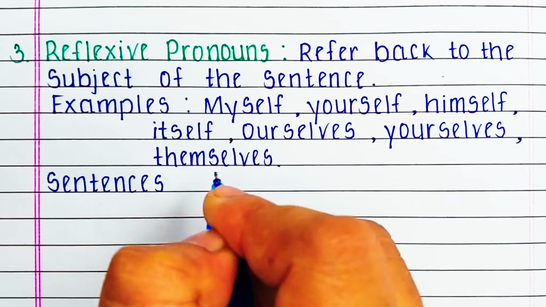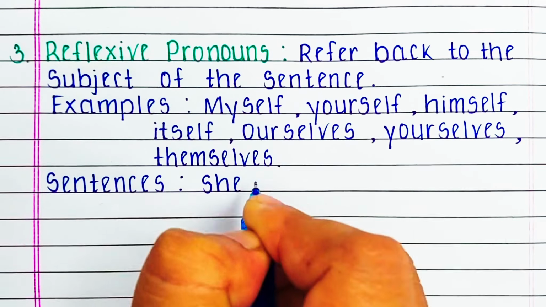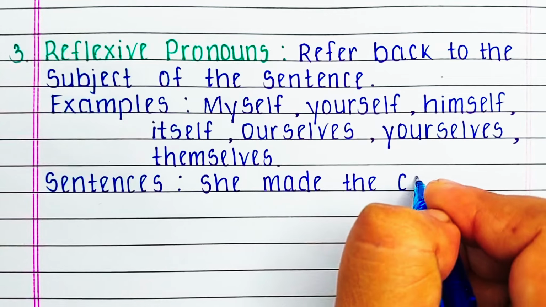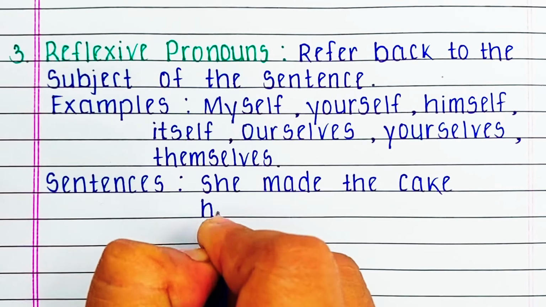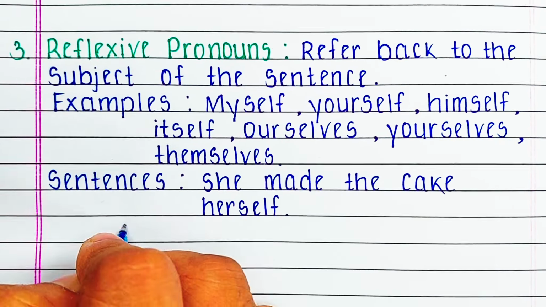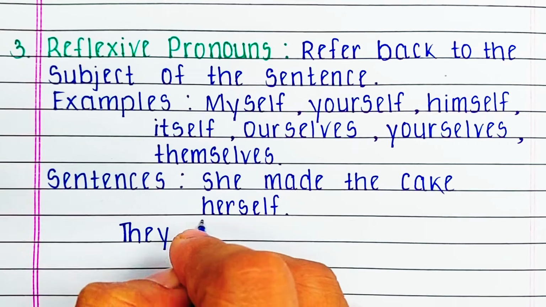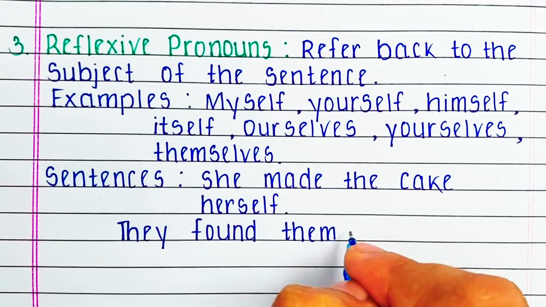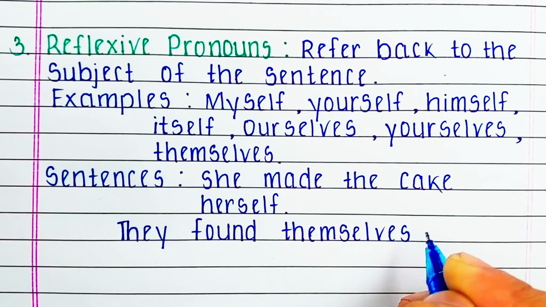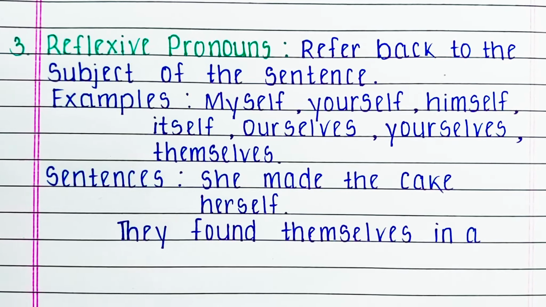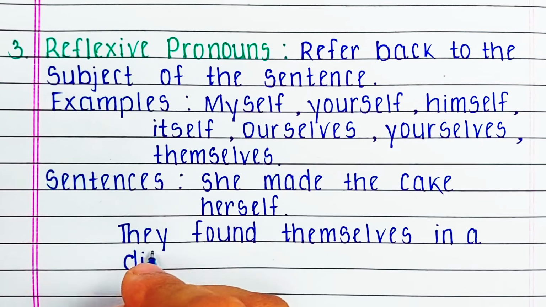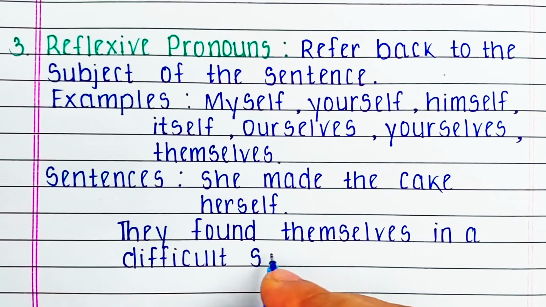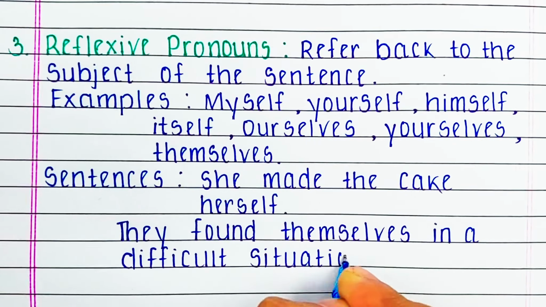Let's understand this with the help of some examples. Example number 1. She made the cake herself. In this sentence, herself is the reflexive pronoun. Example number 2. They found themselves in a difficult situation. Here, themselves is the reflexive pronoun.